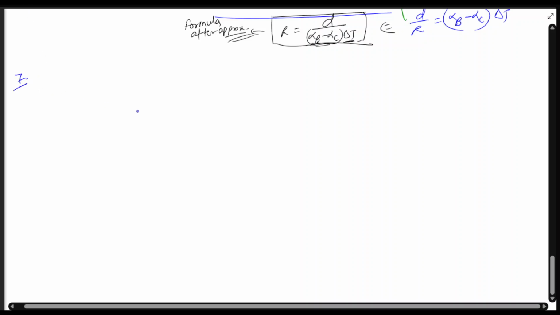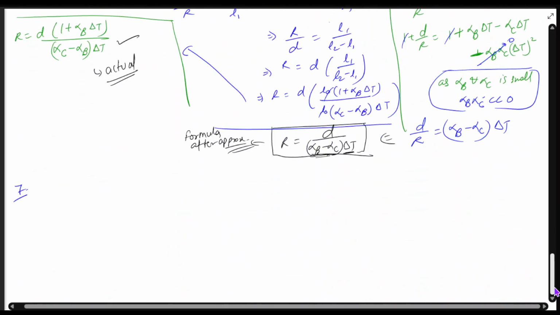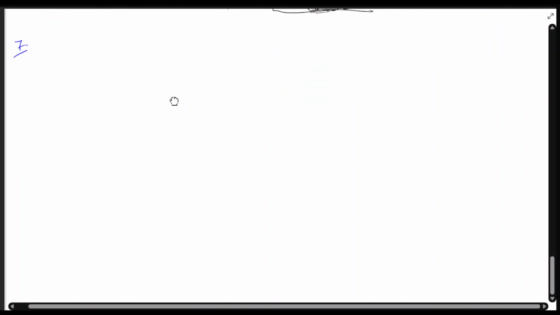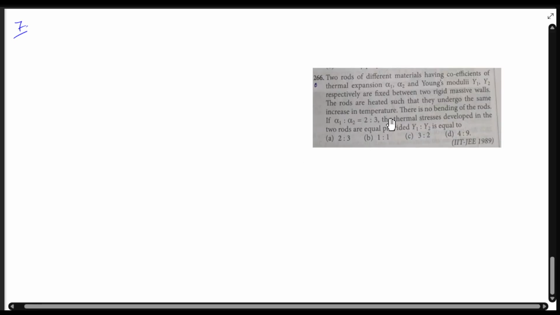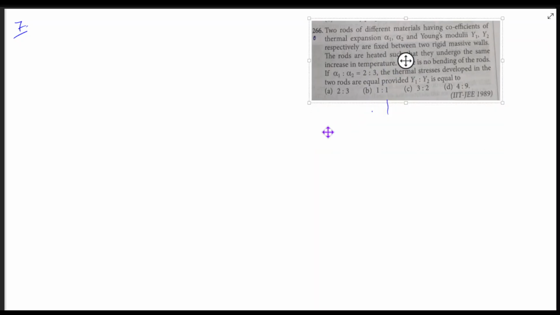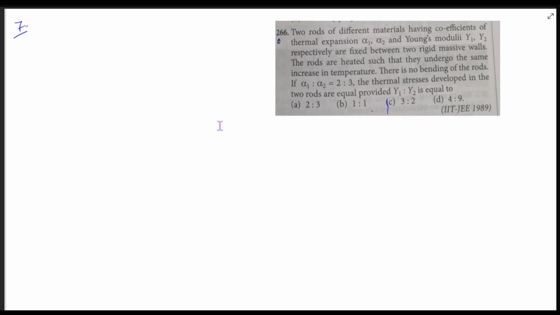So it will be question number 7, right? Okay, perfect. So question number 7. This is a simple question, I can see. We have two rods of different material whose coefficients of thermal expansion are given, and Young's modulus is also given. Two rigid walls. The rods are heated such that they undergo the same increase in temperature. There is no bending of the rod, alpha 1 and alpha 2. Okay, so this is very easy.